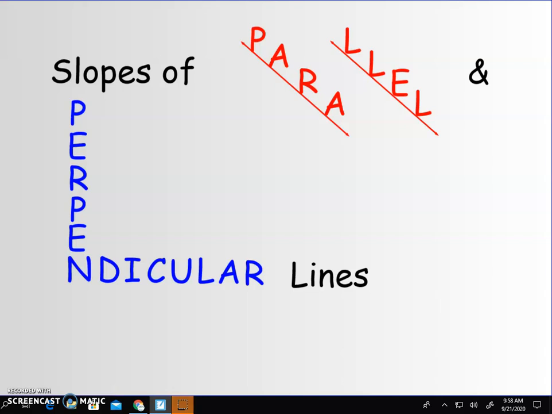Welcome to today's lesson on slopes of parallel and perpendicular lines.